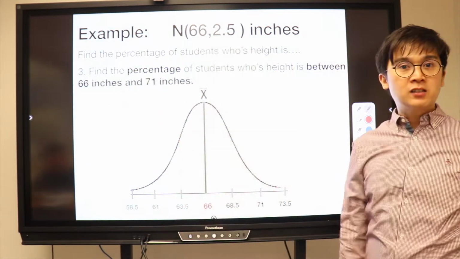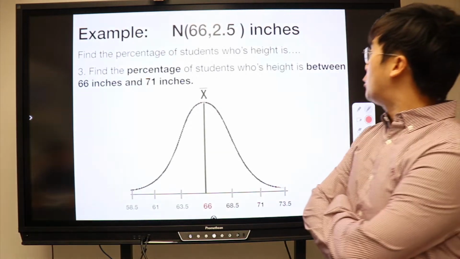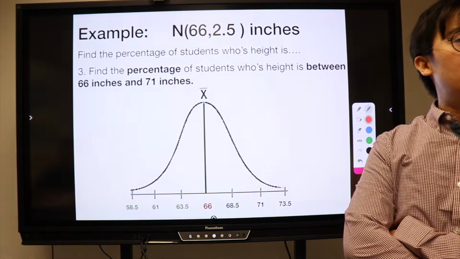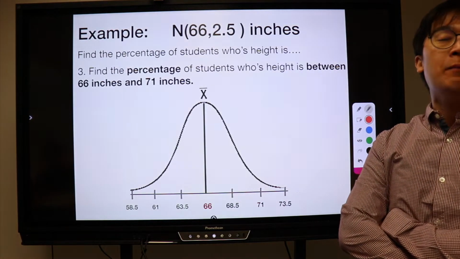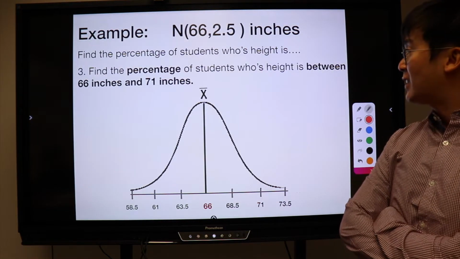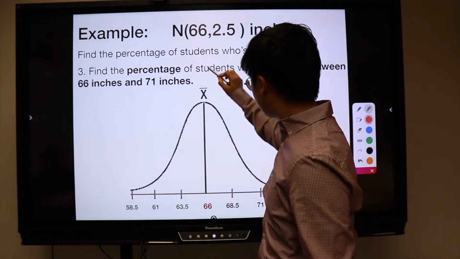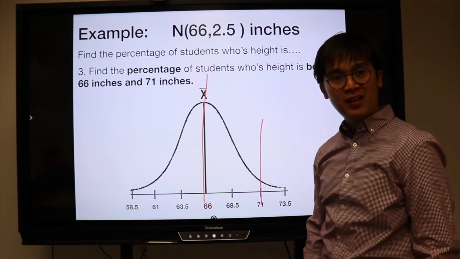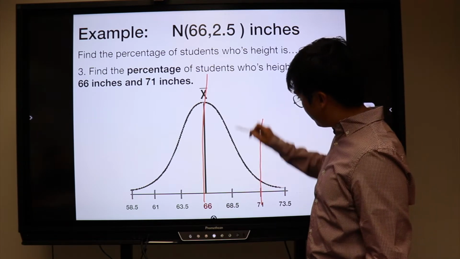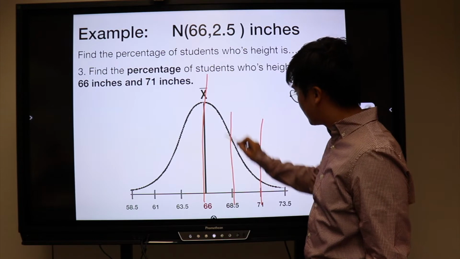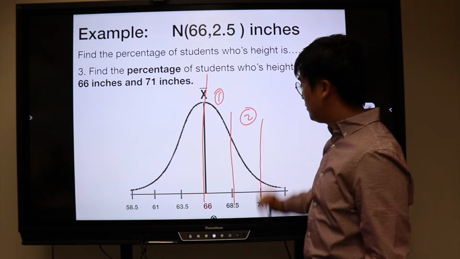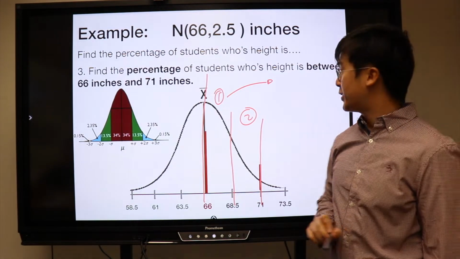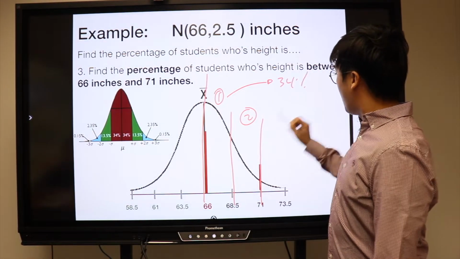Okay, answer this. Find the percentage of students whose height is between 66 inches and 71 inches. What is the percentage of Barstow Community College students whose height is between 66 inches and 71 inches? Oh, this much right here. So that means I'm seeing two partitions. 1, 2. Now, tell me, area under the curve in our first partition? 34. What about the second one?